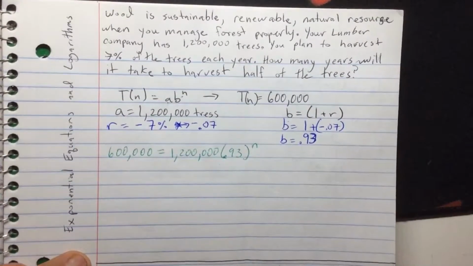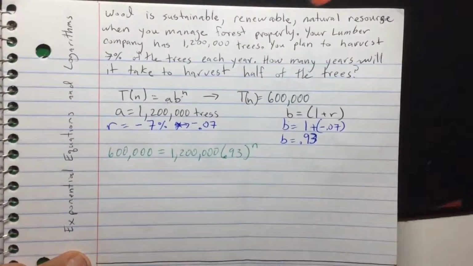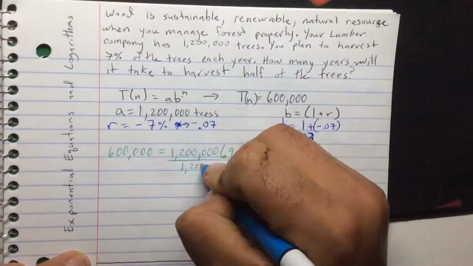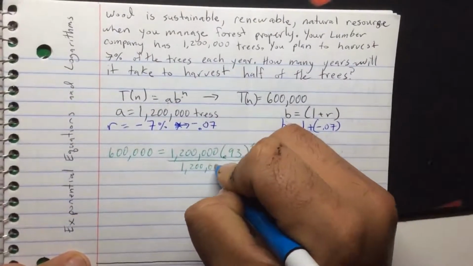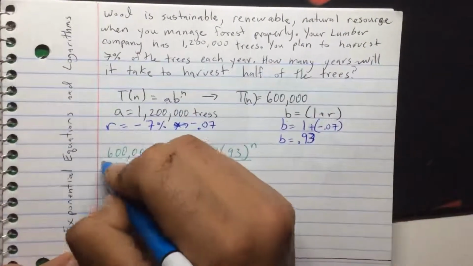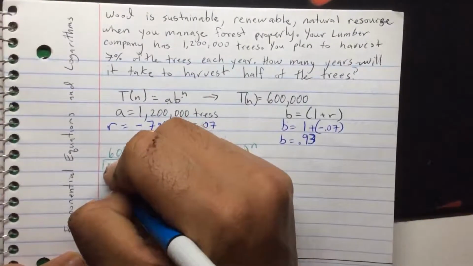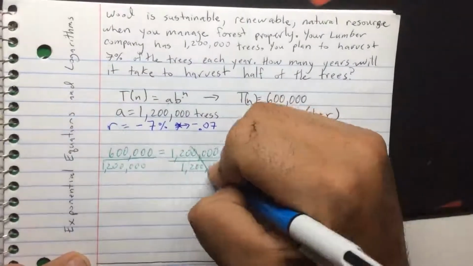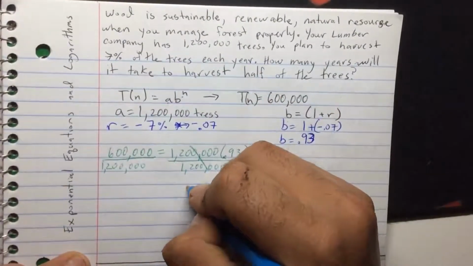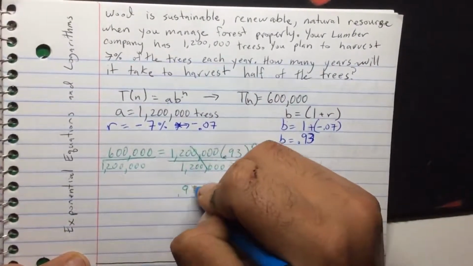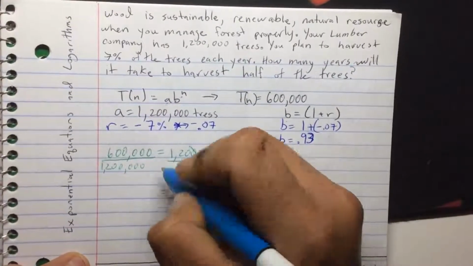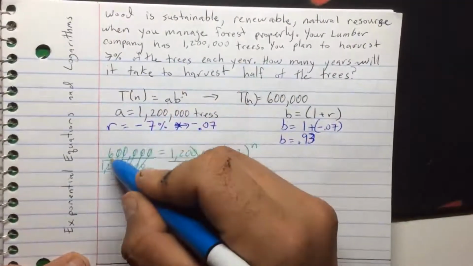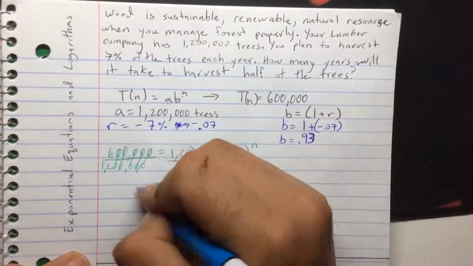First things first, we're going to divide by 1,200,000, because remember, we're trying to solve for this n here. These are going to reduce to 1, and we're going to have 0.93 to the n power equal to, we can just get rid of the zeros, 6 divided by 12, which we know is 1/2.